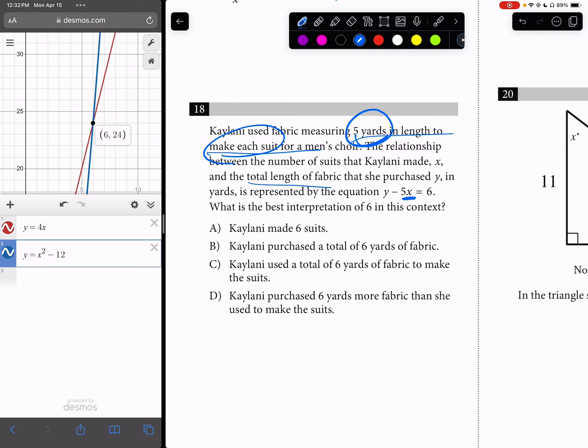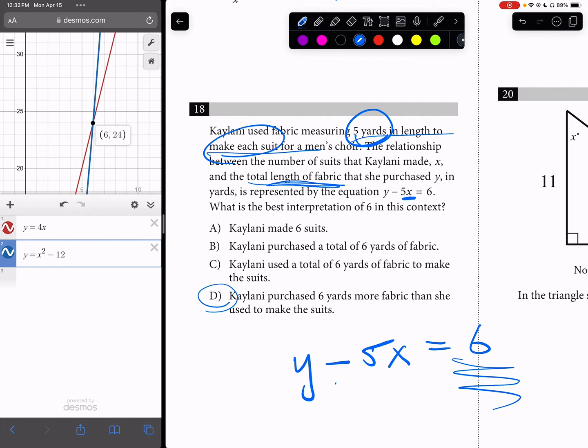Y in yards is the total amount of fabric that she bought. Wait a second. So she bought Y. She's using 5 yards per suit. She's making X amount of suits, and it equals 6. That must be the extra that she has left over. So looking at the answer choices, it's D, purchased 6 more. Yep, Kaylani purchased 6 more fabric than she needed to make the suits.